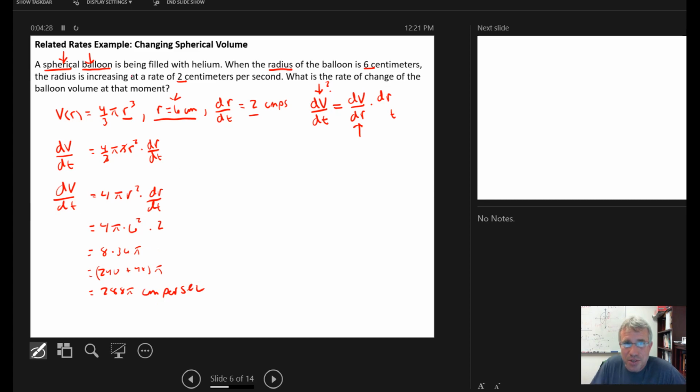Whoops, not centimeters. This is a volume. We're after the rate of change of a volume, so it's actually going to be centimeters cubed per second because it's a measure of volume change.